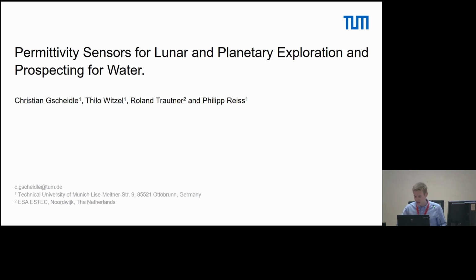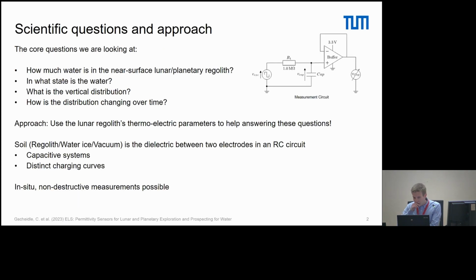And yeah, I want to give you a quick update today on permittivity sensors we are building for planetary and also lunar exploration and the prospecting of water. As a little bit of background, we developed instruments to search for water in situ on the lunar surface, and wanted to look at how much water is there, what state is it, and actually what's the vertical and also the horizontal distribution of it, and does it actually change over time?